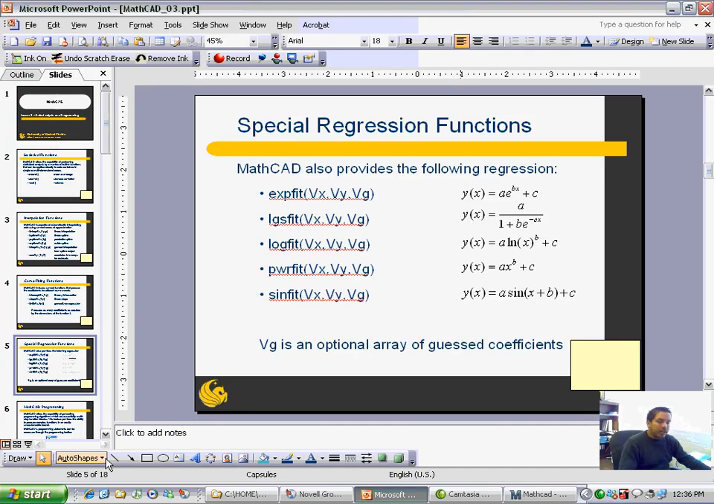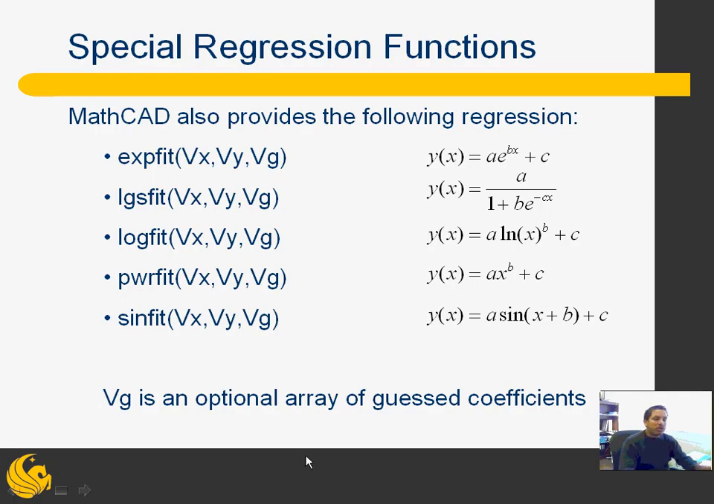So as I said, you can perform all kinds of different interpolations. You can perform the inverse exponential function, the logarithmic function, logarithmic curve fit, power fit, and sine fit. And remember, VG is an array with 3 values, which are the initial guesses for this nonlinear correlation, or this nonlinear curve fit.